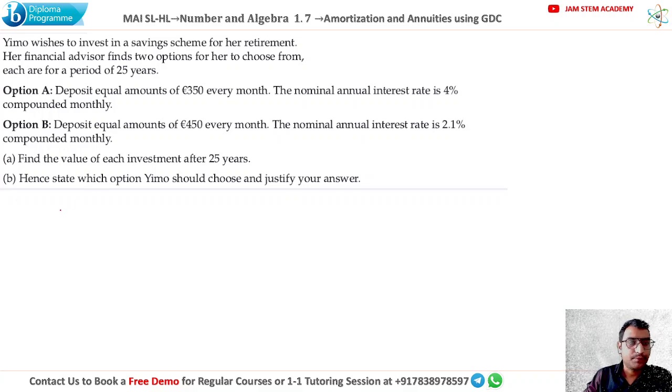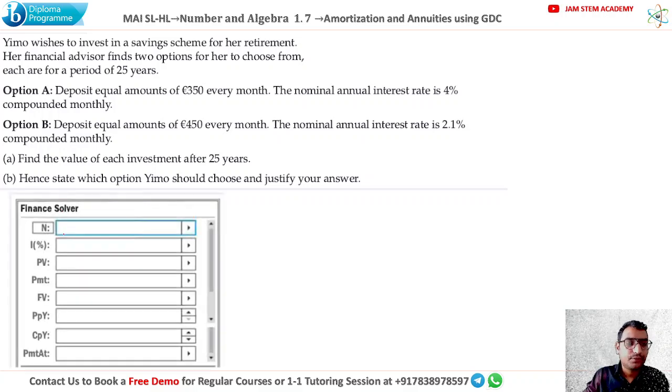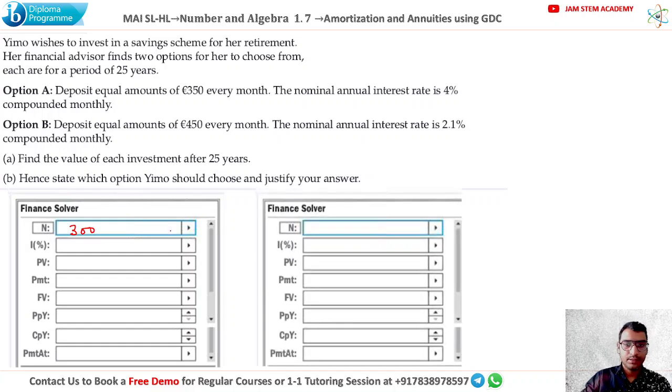For the first part, option A, n. What is n? How many payments you are making? You are doing it for 25 years and 12 payments in a year. So it is 25 times 12. That gives me 300 for the value of n. In both cases it will be the same, option A or option B. This is corresponding to option A and this is corresponding to option B. I is the interest rate. What is that? For option A it is 4.